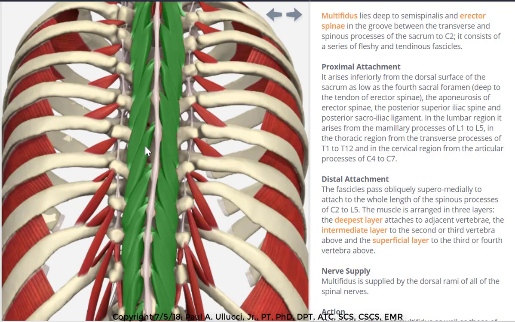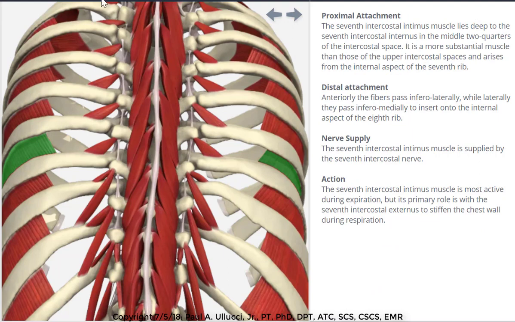These are the multifidus. The multifidus is a muscle that crosses multiple vertebral levels. We've discussed this in the past in the cervical spine. No different in the thoracic and lumbar spines, where you have a very deep rotator. It can attach based on different layers of the multifidus from anywhere from 1 to 4 vertebrae above its attachment. These are the intercostal muscles, the intimus, which is the most deep intercostal muscle.